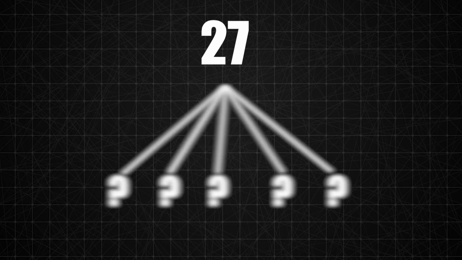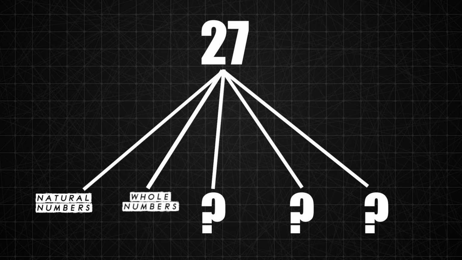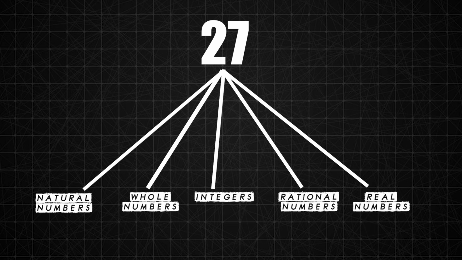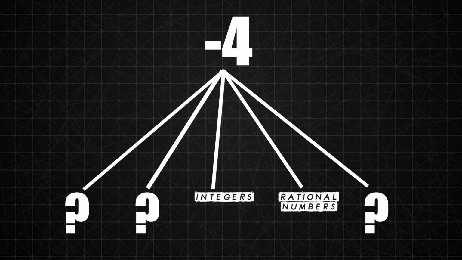Let's look at the number 27. This number will fall under what set or sets of numbers? Absolutely. 27 falls into numerous sets. It falls into natural numbers, whole numbers, integers, rational numbers, and real numbers. So 27 is a part of a lot of sets. Let's do another one. -4. Do you know this one? All right. It's an integer, a rational number, and a real number.